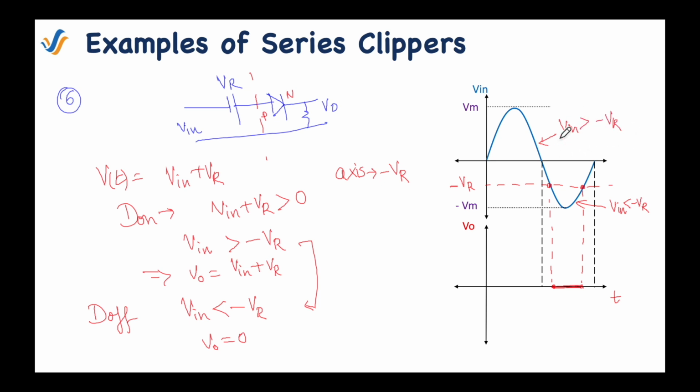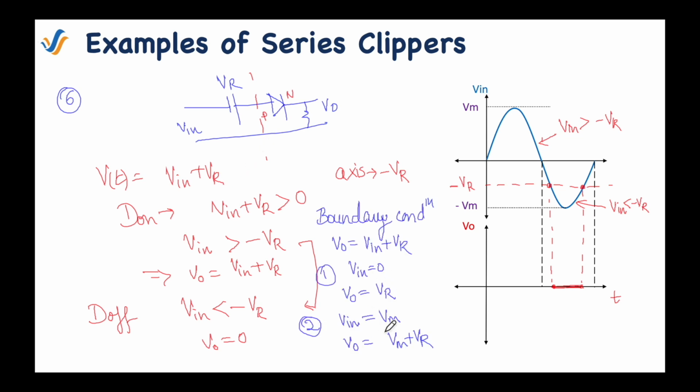To draw the output waveform for the case when V input is greater than negative reference voltage, we need to mark points using the boundary conditions. Now using these two conditions, our output will be like this. And the maximum amplitude will be Vm plus Vr. Now let's see what will happen to the output waveform when we reverse the direction of the diode.